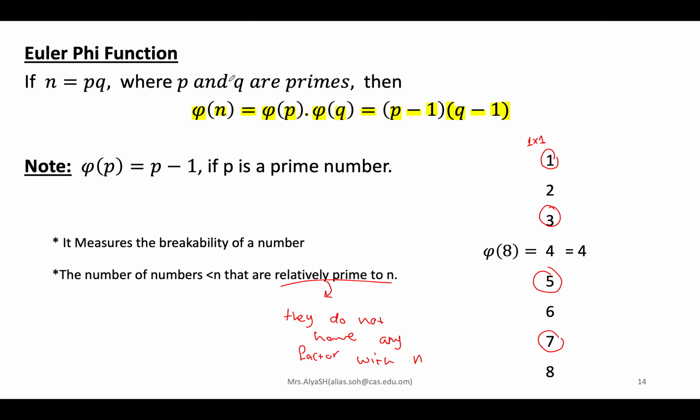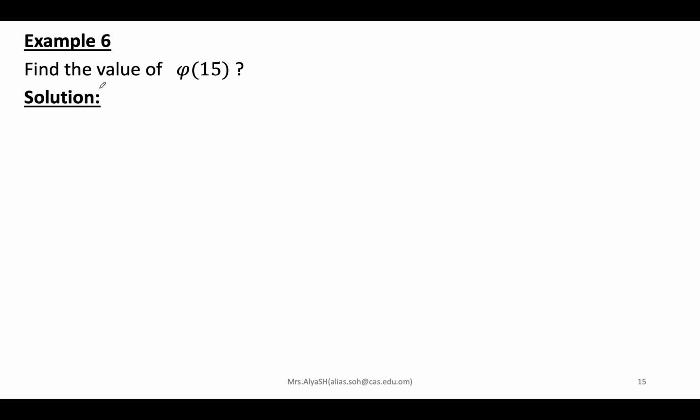Now the function is equal to, when I have a number, then it can be divided into 2 prime numbers. Then for each prime number, phi of the prime number equals p minus 1, and here also q minus 1. Okay, now let's check the question here. We need to find the value of phi of n.